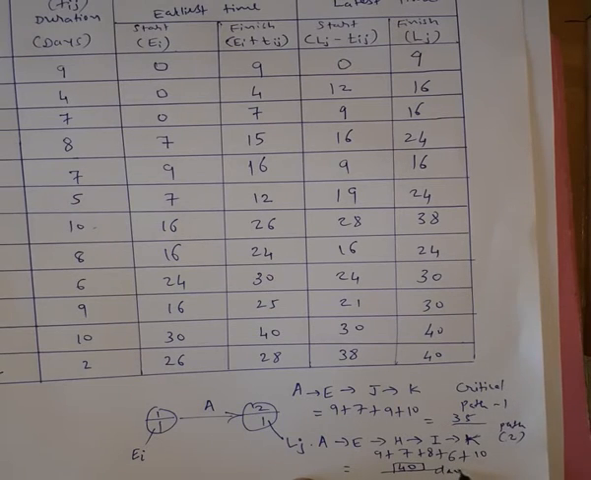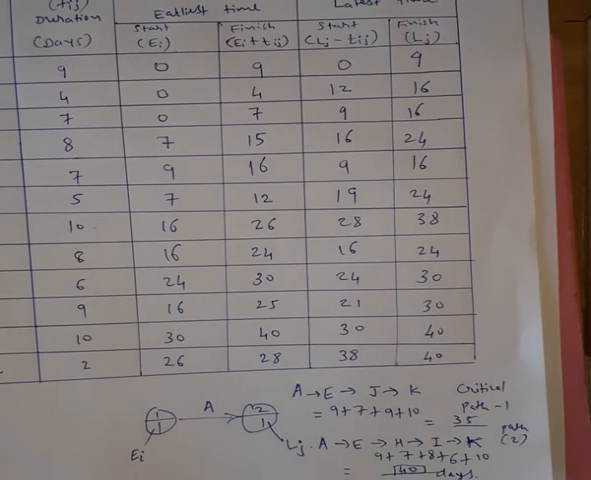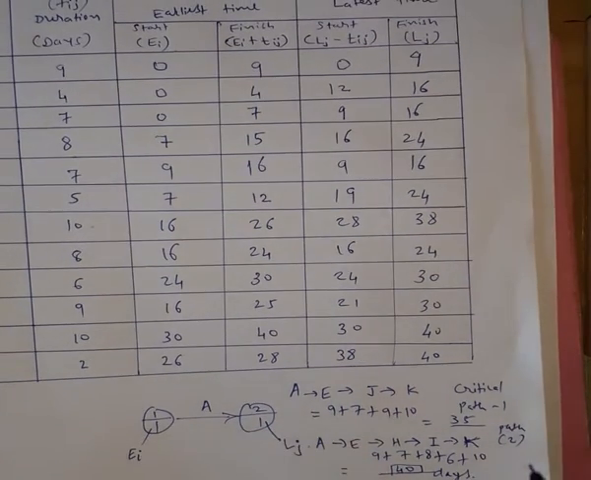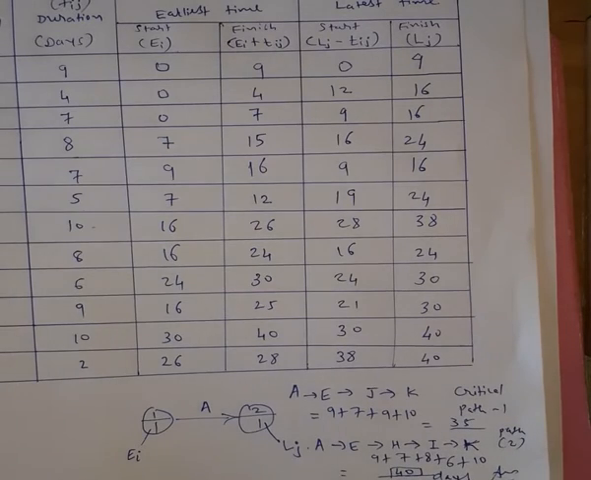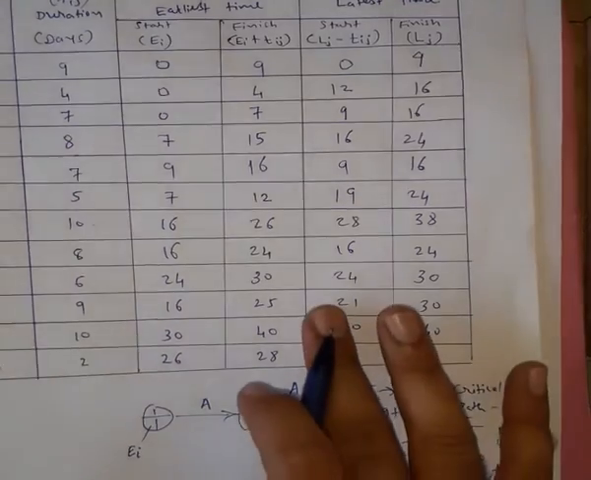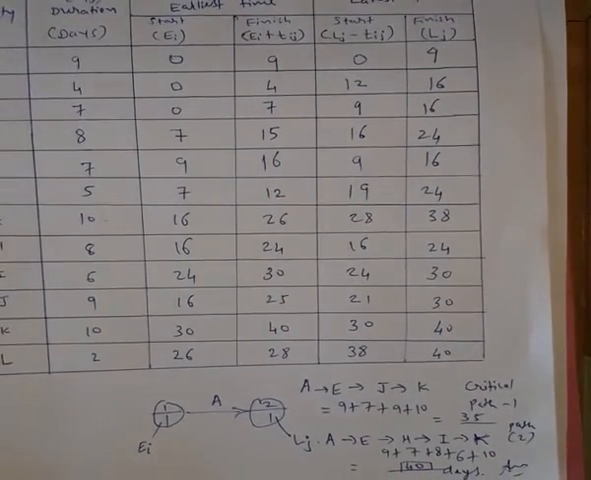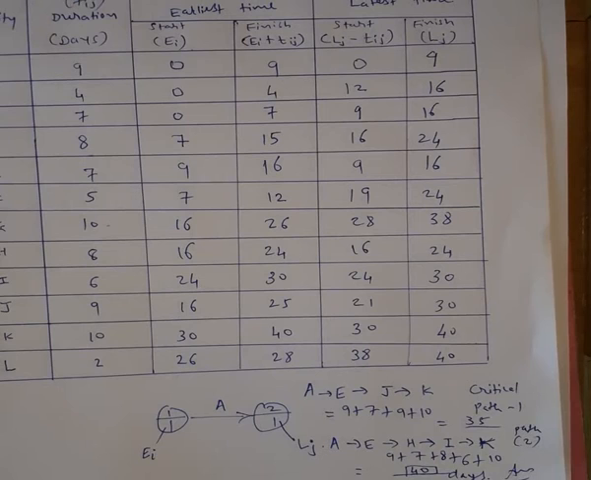So the project completion time is 40 days. This is our answer. Here we are having 2 critical paths. Now in such cases, when there are 2 critical paths available, the path with the largest project completion time is our critical path. So this is all about the critical path method. I hope you have understood how to calculate the various times: earliest starting time, latest starting time, and finish time. Thank you.